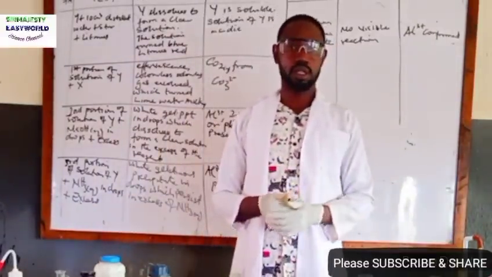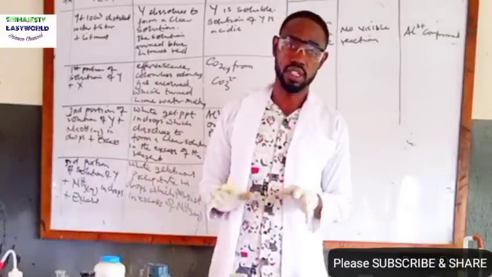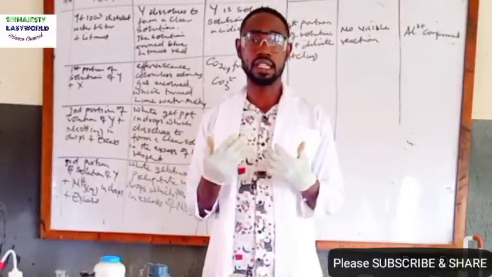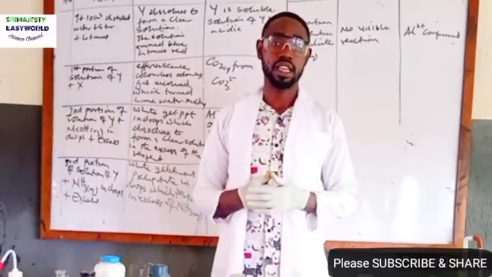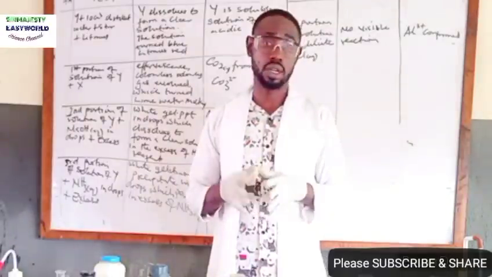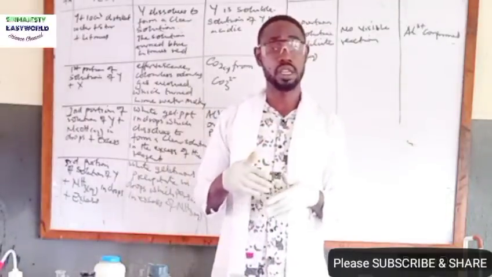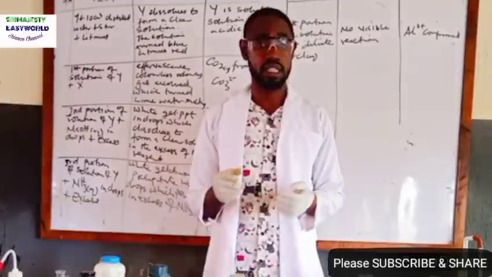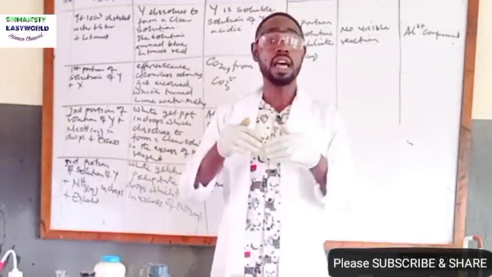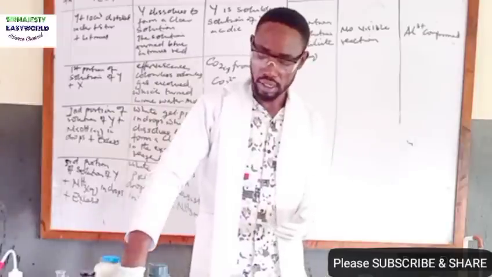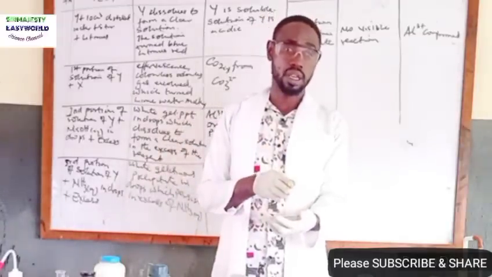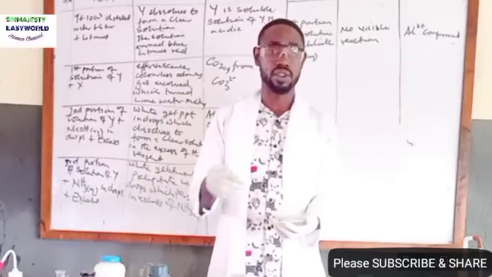Coming to the zinc carbonate, I've done the part that is possible for the zinc carbonate. The part that is possible with the zinc carbonate is that you might be told to add dilute acid to the carbonate. Just like every other carbonate, it will give you an effervescence with a colorless gas which turns lime water milky, and that is carbon(IV) oxide, as I've shown you. Then, the rare condition may be that you may be required to mix this zinc carbonate with aluminium chloride and dissolve in water.